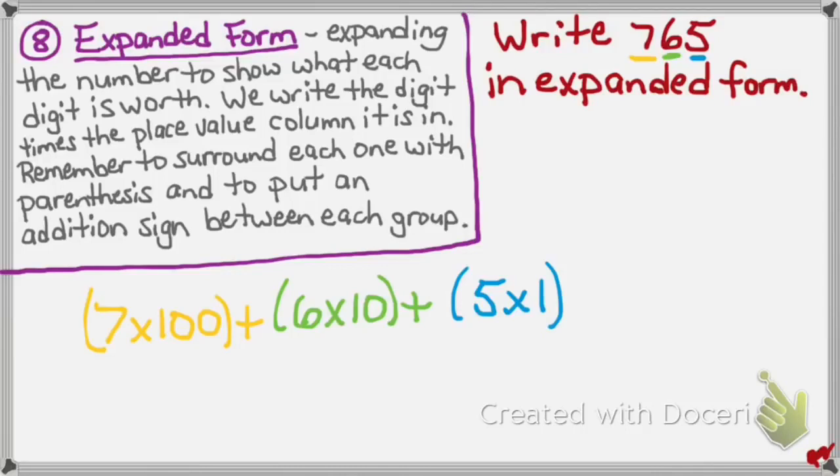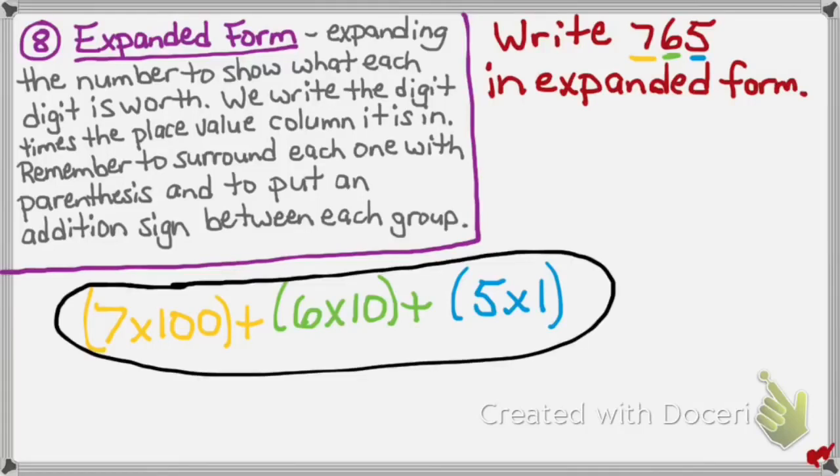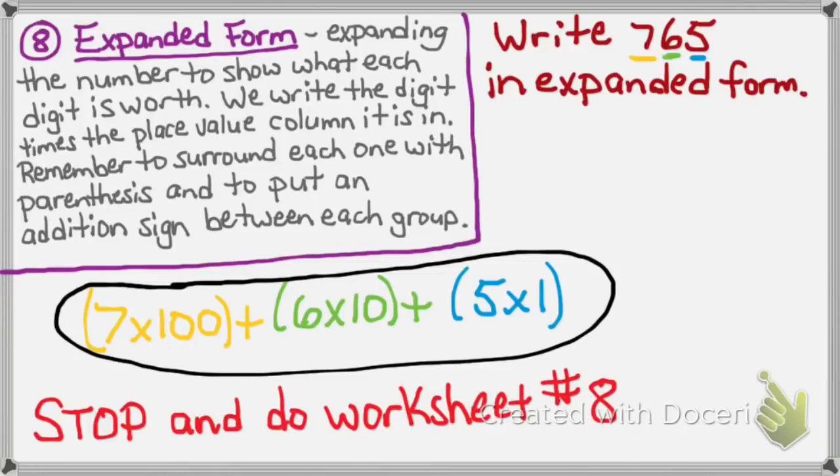I have now expanded all 3 digits in this number. 765 is 7 times 100 because it's in the hundreds column, plus 6 times 10 because the 6 is in the tens column, plus 5 times 1 because 5 is in the ones column. So this would be my final answer of 765 in expanded form. Please stop the video and complete worksheet number 8 right now.